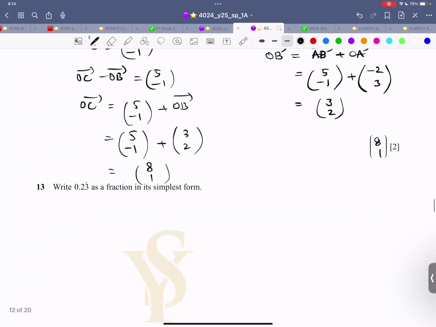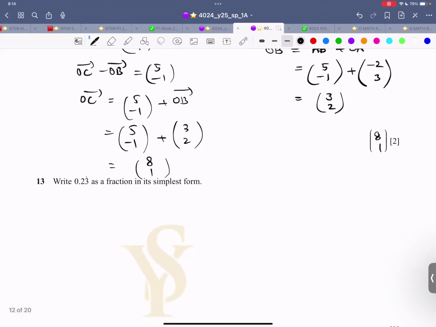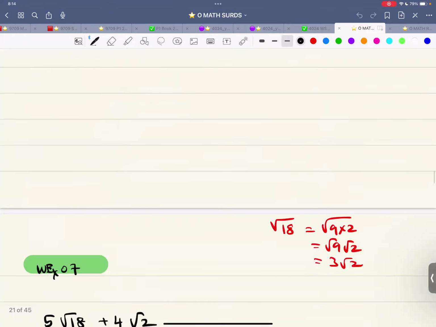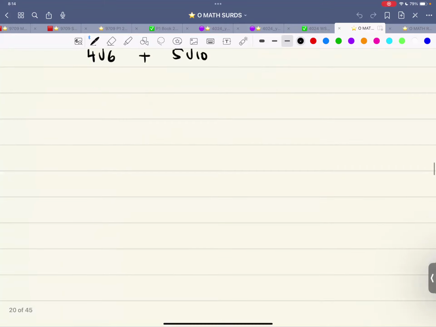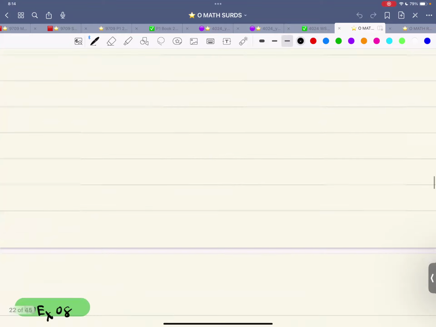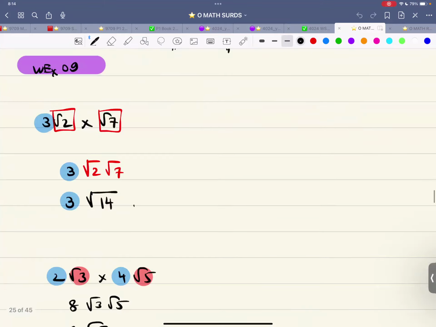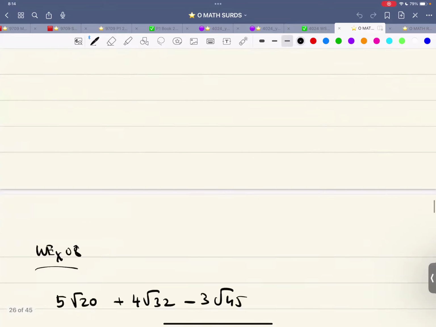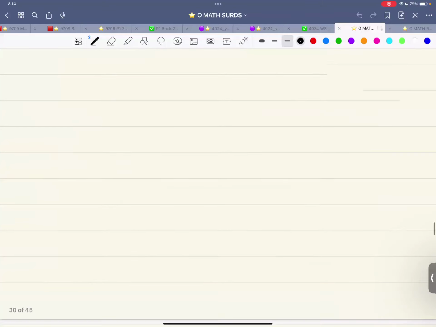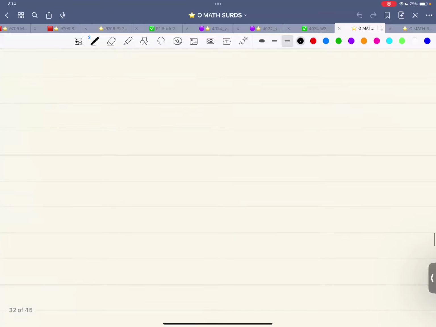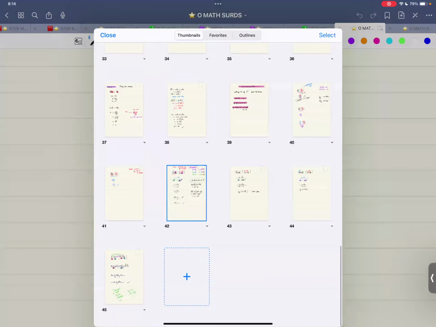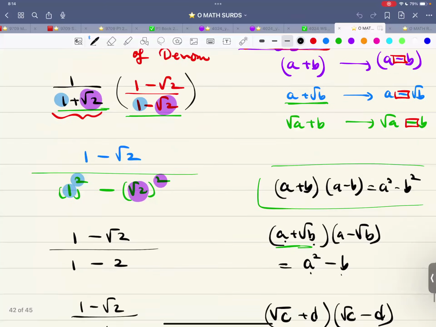Now, question number 13. Write 0.23 as a fraction in its simplest form. I would advise you not only to watch this particular video that is about surds, that is a lot of surds, made a long time ago, about rationalization, about addition, things like that. That is rationalization. And I think there is more of it. Let me just shift it up. Yeah, these kinds of rationalization also come.